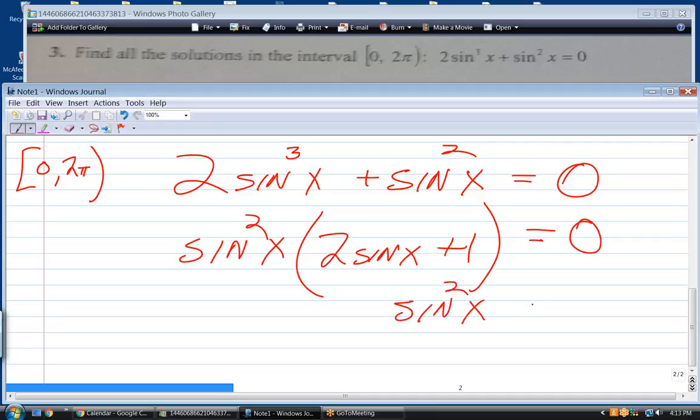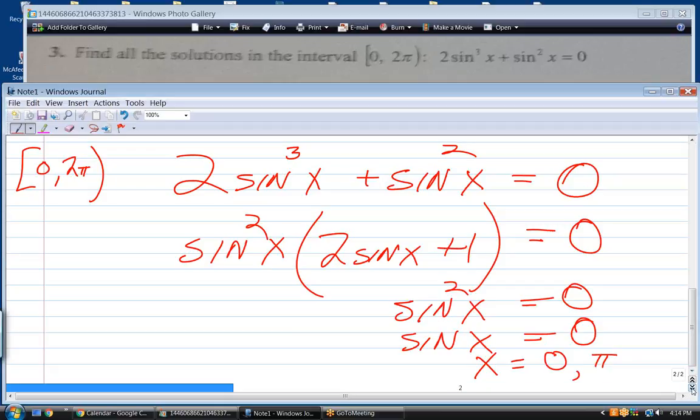Now what? Set both of those equal to 0. So if I set sine squared equal to 0, that means sine x is equal to 0. And where does that occur? Where is sine equal to 0 in the unit circle? Isn't it just 0 and 180? Yeah, 0 and pi. They gave us the domain in pi, so they probably want the answer back in radians.